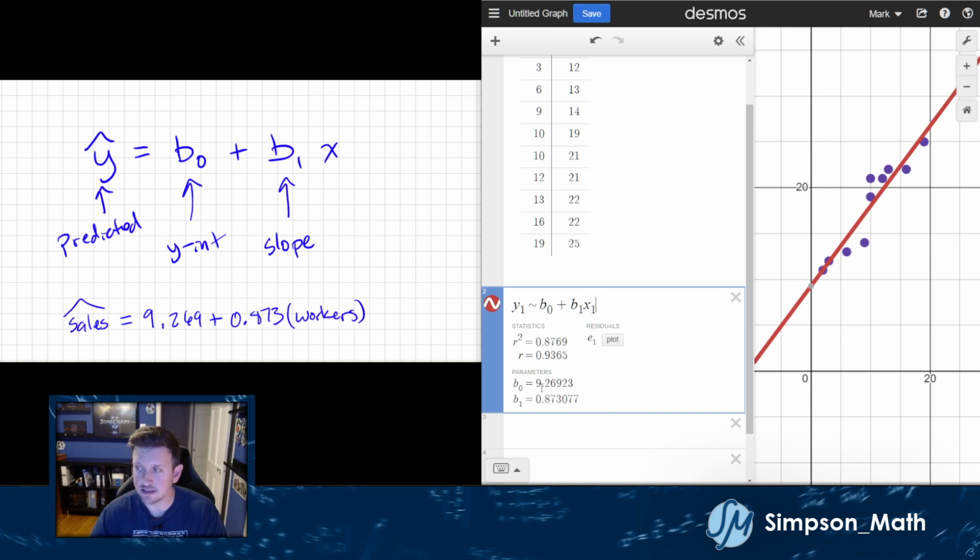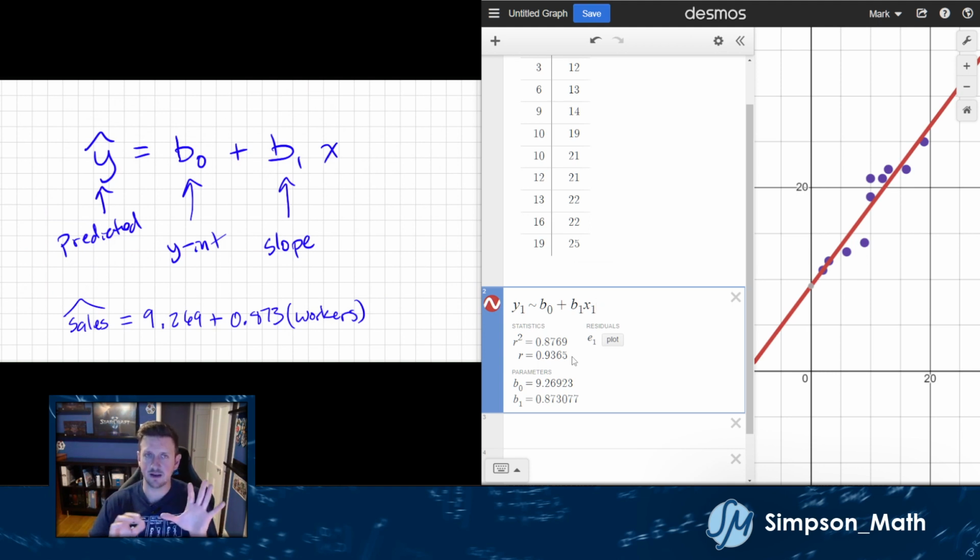Notice now it's saying B0 is 9.26923. The B1 is 0.873077. And then it even gives us r and r squared. R is the correlation coefficient. Remember, that is a measurement of strength. The closer that is to 1 or -1, the stronger the relationship is. Then the closer it gets to 0, the weaker it is.